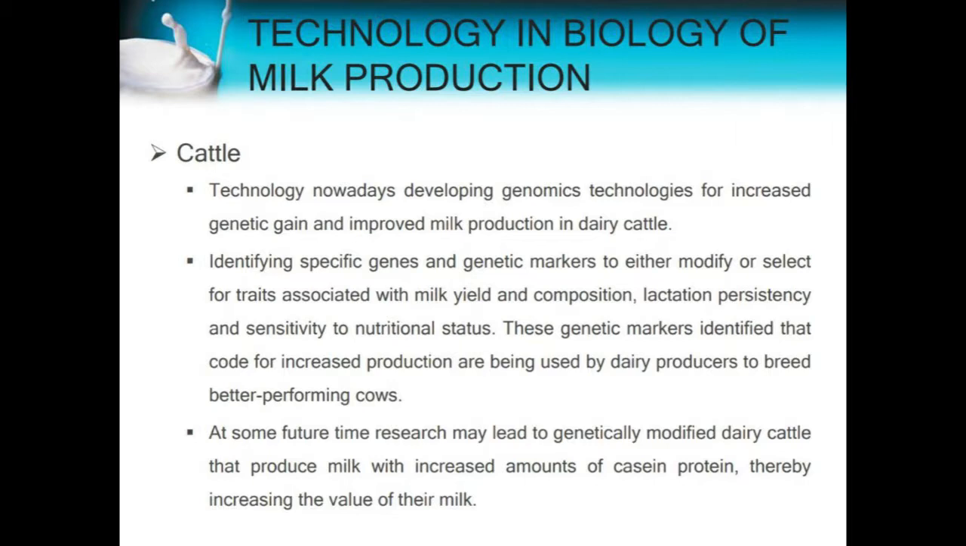These genetic markers that code for increased production are being used by dairy producers to breed better performing cows. And at some future time, research may lead to genetically modified dairy cattle that produce milk with an increased amount of casein protein, thereby increasing the value of their milk.